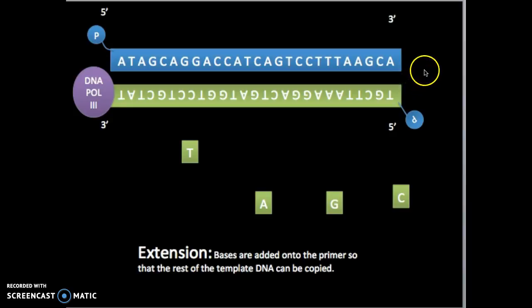So you have the denaturing, where the strands separate. You have the annealing, where the primer that you've added will bind to your original template, and we know now that that always happens in the reverse orientation for the primer on the 3' end of the template DNA. And then we have extension, where these bases are added so that the template DNA can be copied, and that's done by DNA Pol 3.